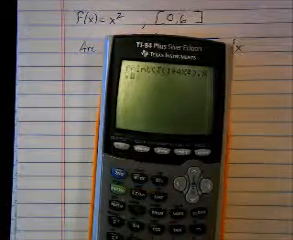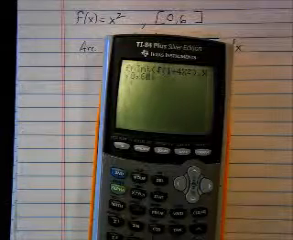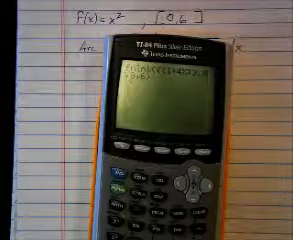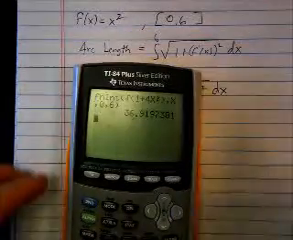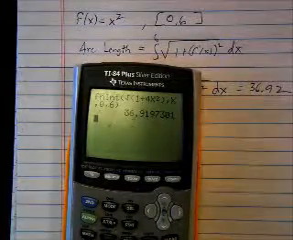Comma, 0, comma, 6. What are 0 and 6? My integral. Close that bracket. Although if you don't close the bracket, the calculator will not tell you error. I hit enter, and it gives me my answer. So I would write down 36.92, rounded off to 2 decimal places.